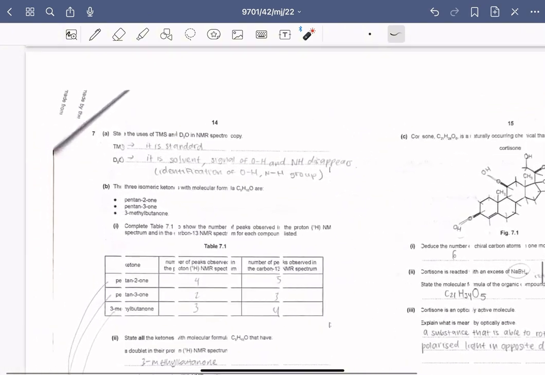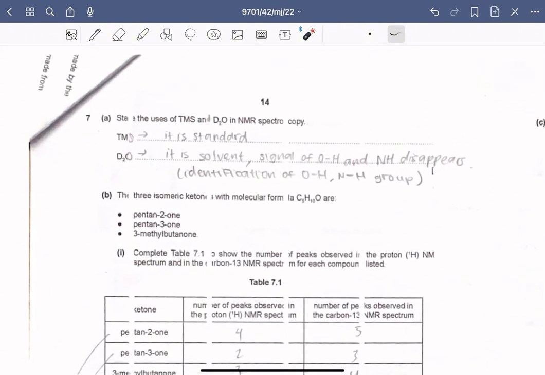Okay, next question. State the uses of TMS and D2O in NMR spectroscopy. So TMS, it is the standard, meaning that it's a reference compound. D2O, it is a solvent. The signal of OH and NH disappears every time, for example, benzoic acid. The signal disappears for it. So therefore, we know that an OH group is present. It's for identification of OH and NH groups.